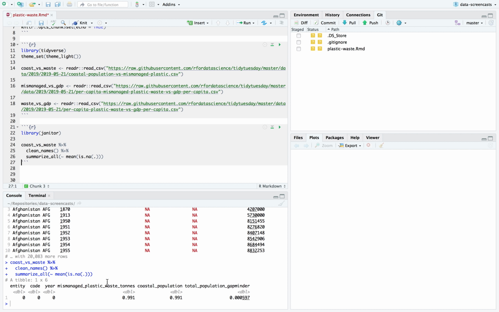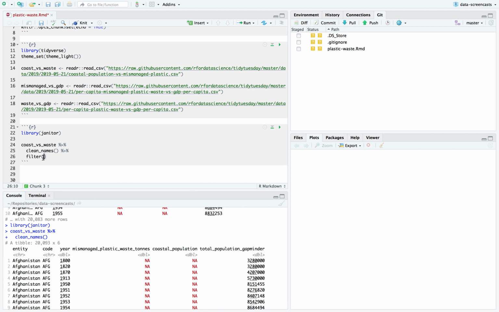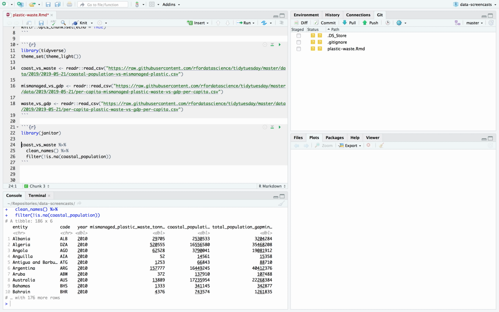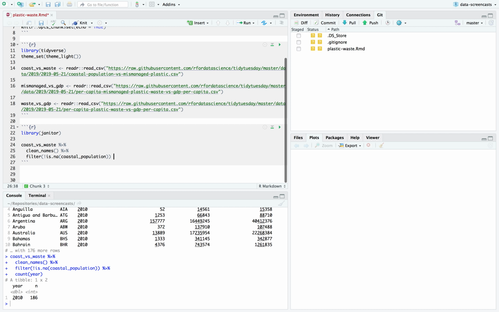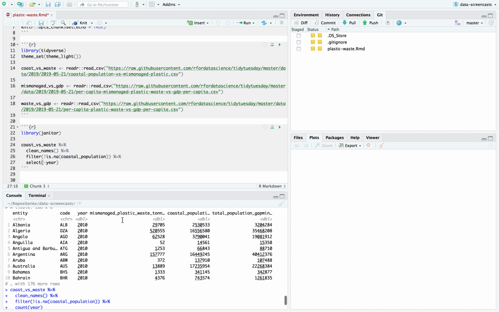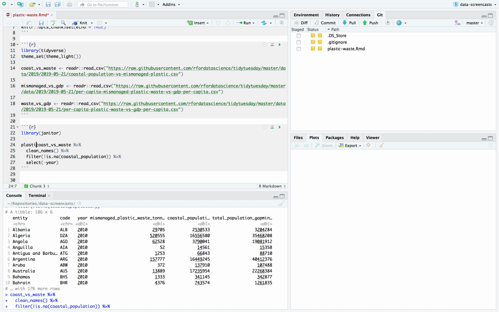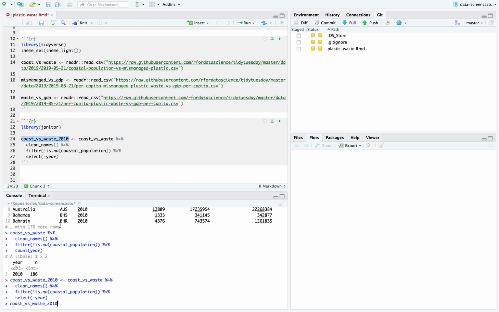Wow, so strange. In this data, almost all the data here is NA in terms of mismanaged plastic waste. So if I filter, it's the same amount across these two. So I filter not is.na coastal population. Oh, I only have it for, let's find out how many years. I only had it for 1 year. All right, so I'm actually going to remove year, and I'll call it coast versus waste 2010. So that was a little bit of data cleaning I'm doing at the start.